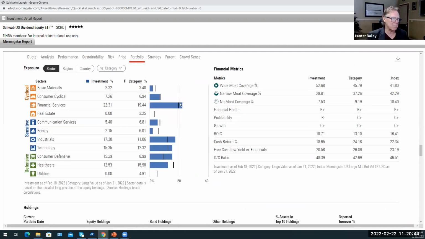Heavier position, that black mark is its category and index. And financials, heavier position in industrials, technology, and consumer defensive. Less in utilities, less in real estate.